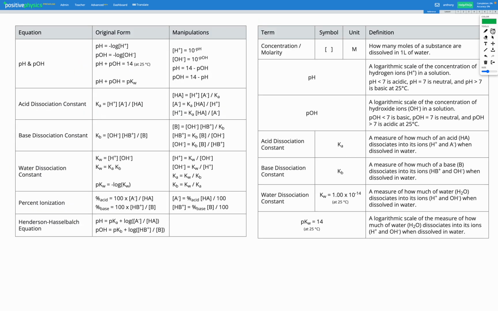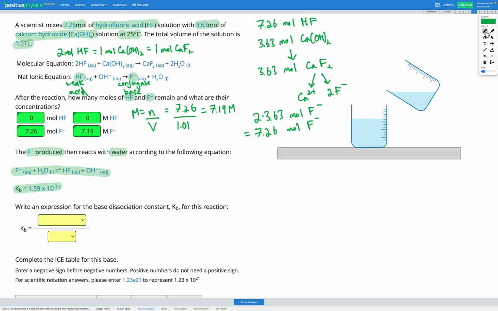Here's the acids and bases tab of the reference sheet, and here's our base dissociation constant Kb. It's the concentration of OH- ions multiplied by the concentration of the conjugate acid divided by the concentration of the base. So Kb is the concentration of OH- times the concentration of the conjugate acid divided by the concentration of the base.